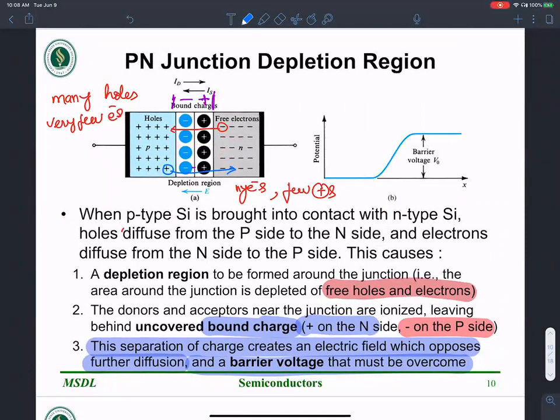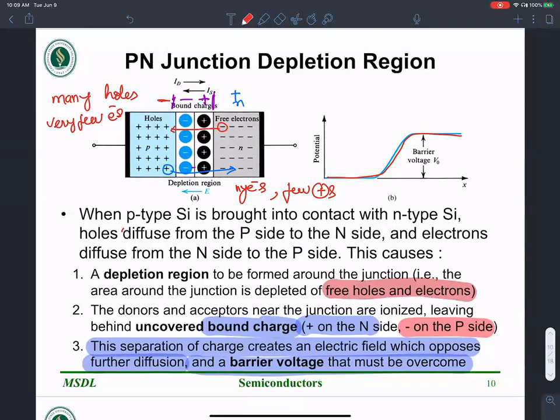Okay, and as a result, there is an excess of holes on the right hand side. While it is supposed to be n type, there is a migration of holes that creates a net positive charge on this side, and there is a migration of electrons from the right to left, which creates a net negative charge over here, creating what is known as a potential barrier. Okay, potential barrier. This potential barrier limits the further diffusion of holes and electrons.